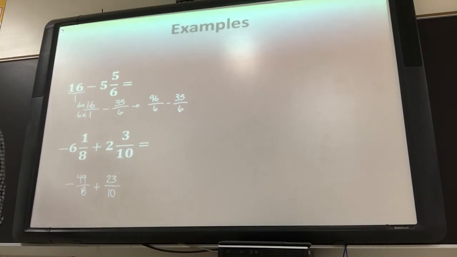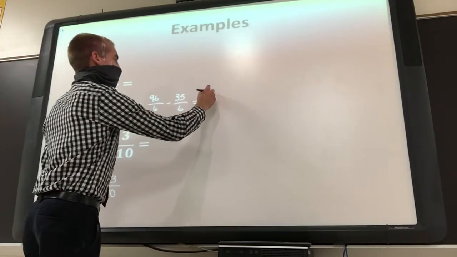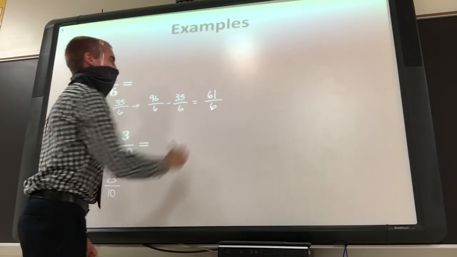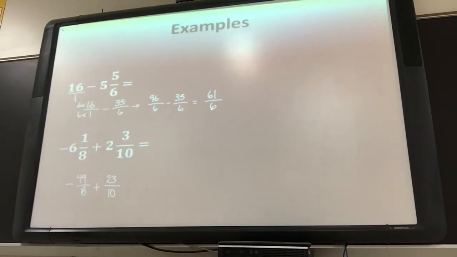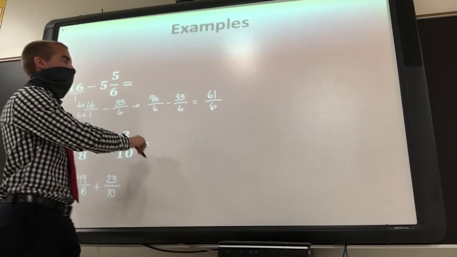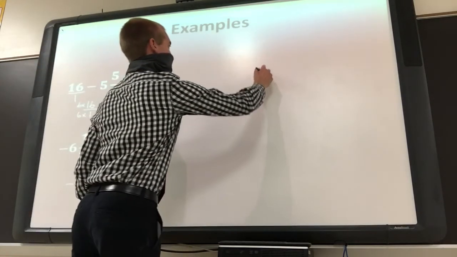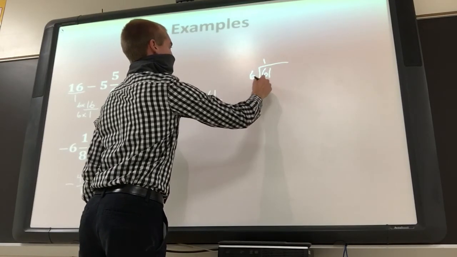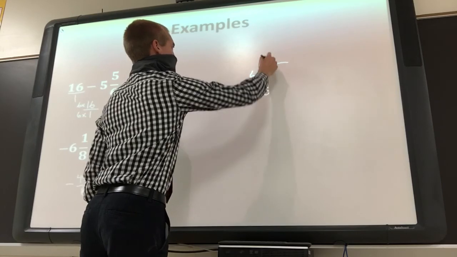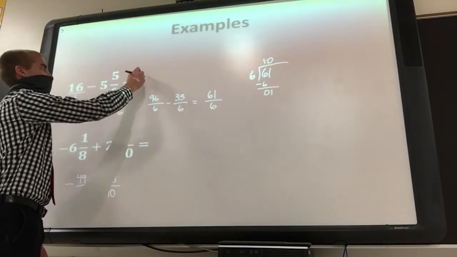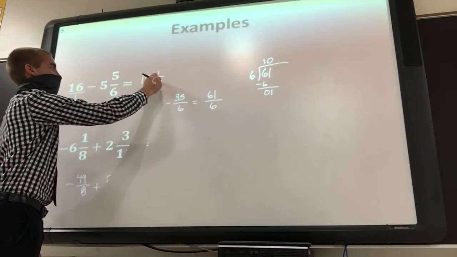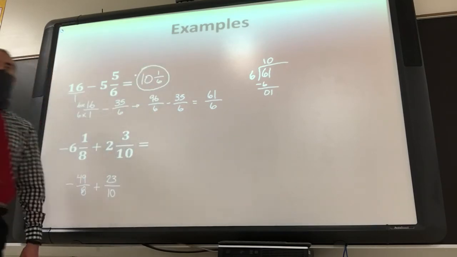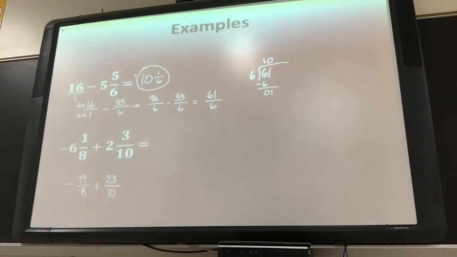96 minus 35 would get us 61 over 6. And then 61 over 6, if we go ahead and make that into a mixed number, we're going to end up getting 10 and 1 sixth as our answer. 10 and 1 sixth.